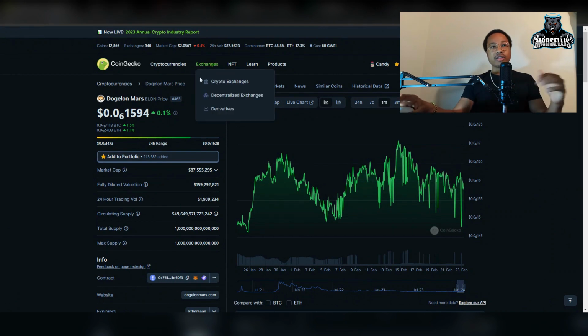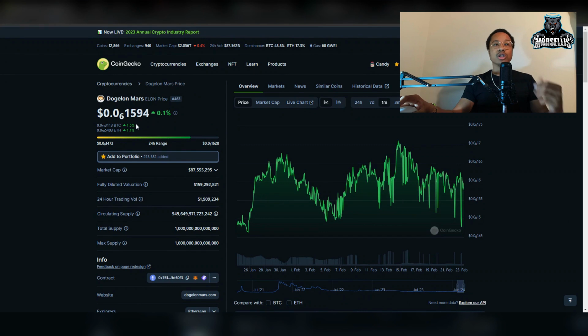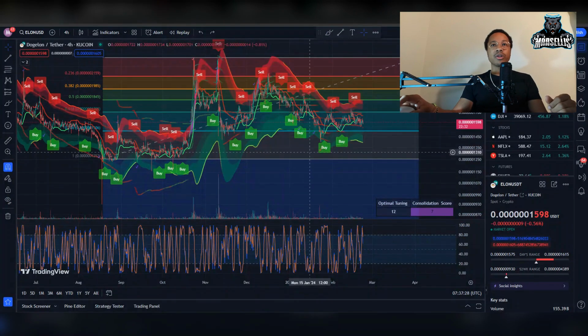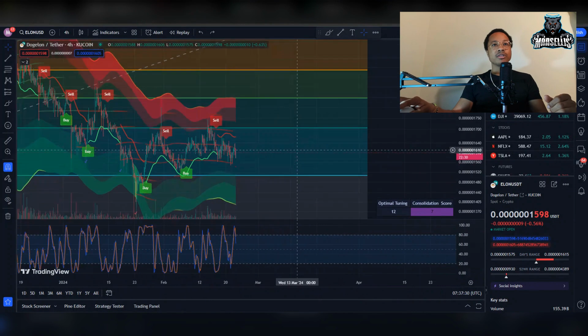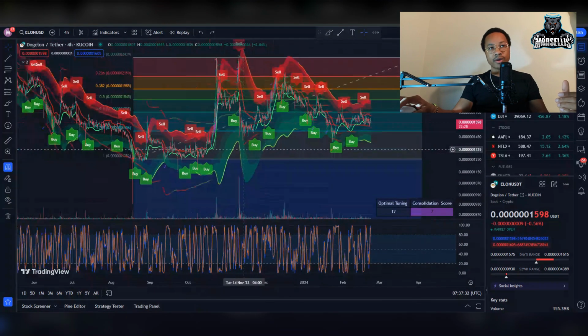So looking at the prices right now, we are at 6Z1594 for DOGELON Mars. 6Z as in 6 zeros after the decimal place, and then 1594. So if I say 6Z, just know it's 6 zeros after the decimal place, 1594. So we're going to go over the technical analysis first. And you can already see the prices fluctuating a little bit right now.